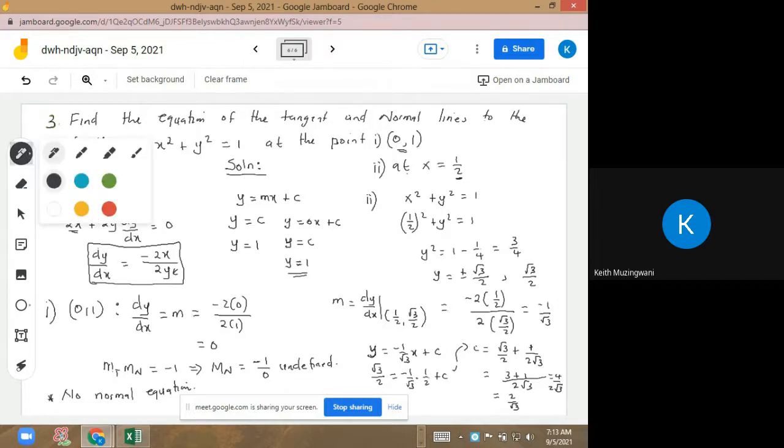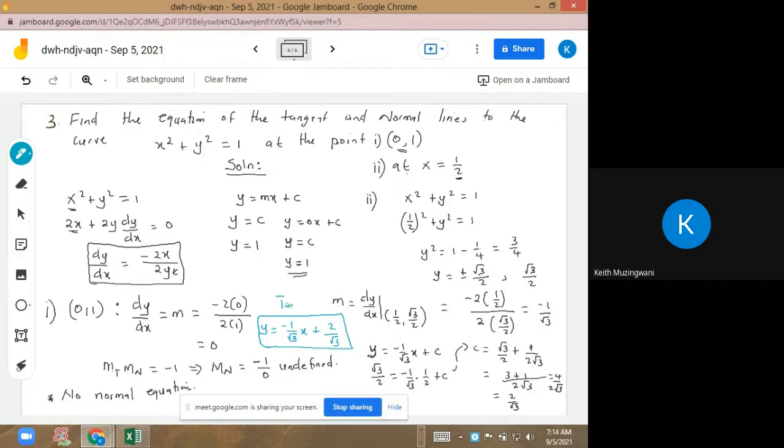So what is the equation? The equation will be y is equal to -1/root 3 x plus 2 over root 3. This is the equation of the tangent line.